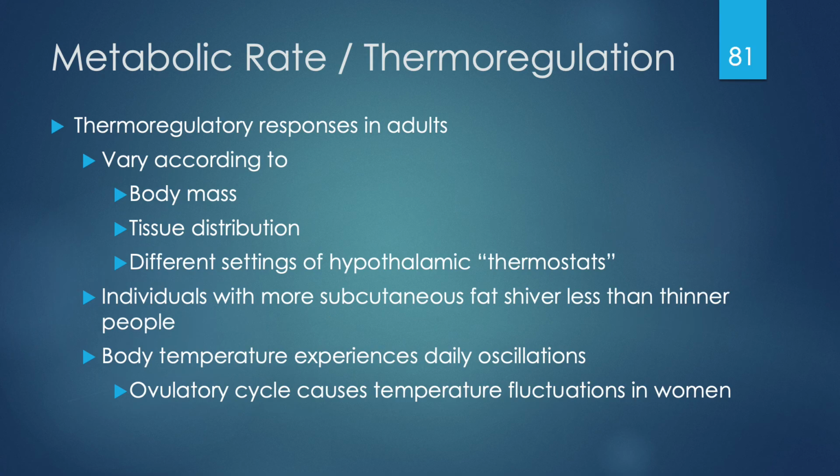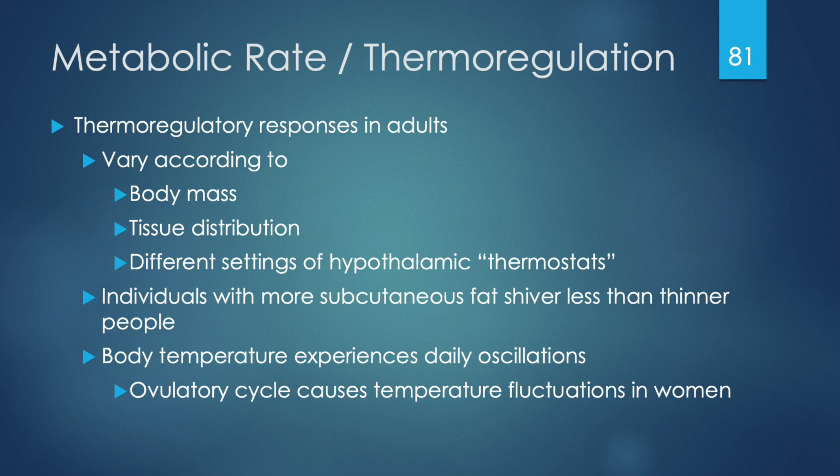Thermoregulatory responses in adults vary considerably, and I've already discussed some of these. They vary according to body mass, so larger individuals lose heat more slowly than smaller individuals. And tissue distribution, so more adipose tissue has an insulating effect. And people have different settings of their hypothalamic thermostats.